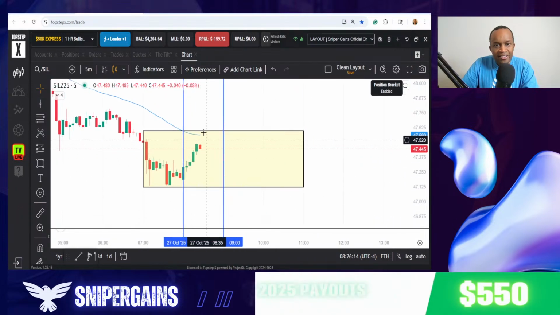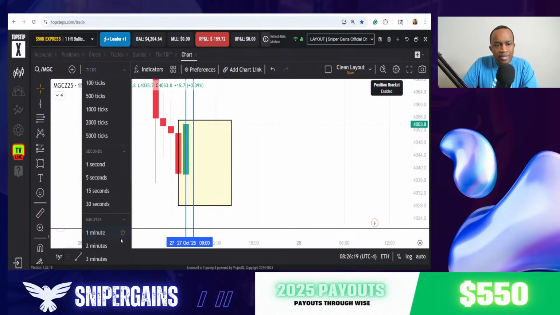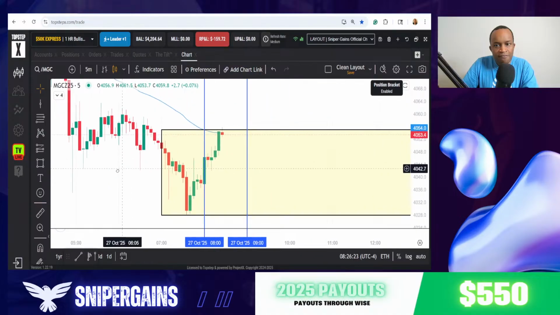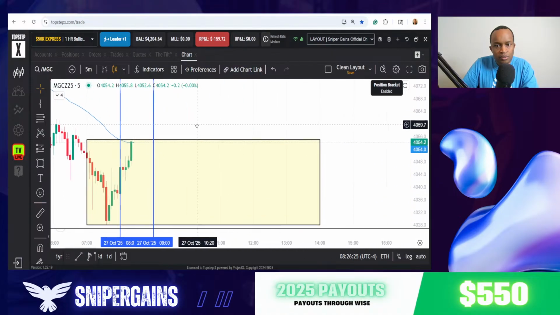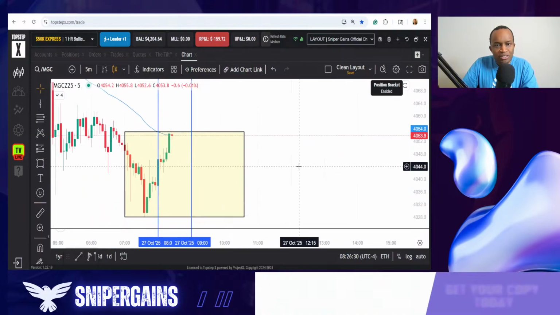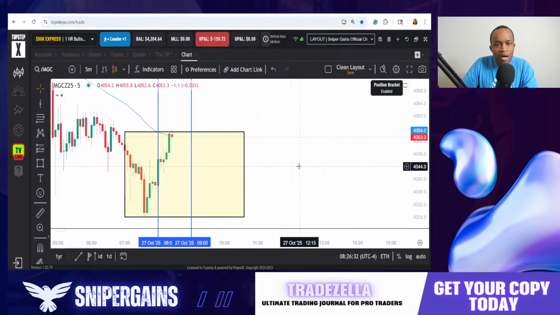Now for SIL, it has not swept yet. But for gold, it has. But we want to see if it will give us a favorable price action. So I'm going to move that here. Now I'm trying to be as textbook as possible because I want to improve.